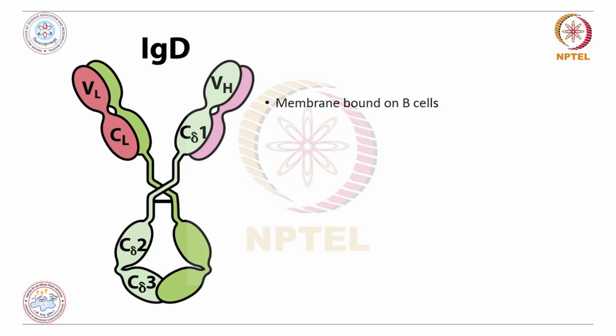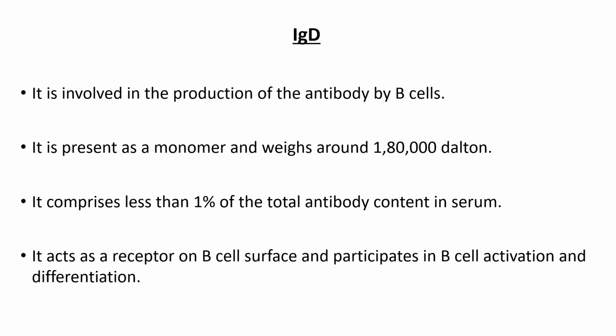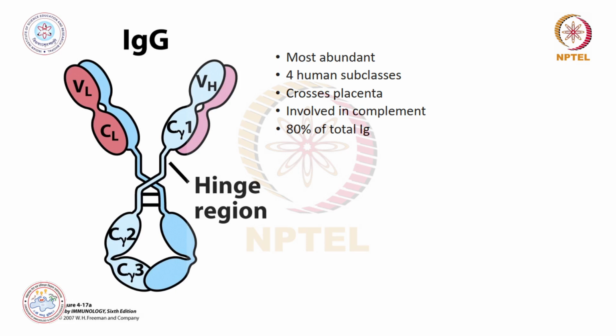The next one is IgD, which is membrane bound on the B cells. These antibodies can be either membrane bound or they can be secretory. So in the case of IgD, it is involved in the production of antibody by B cells. It is present as a monomer and weighs about this much Dalton. It comprises less than 1% of the total antibody content, and it acts as a receptor on B cells, and it participates in B cell activation and differentiation.